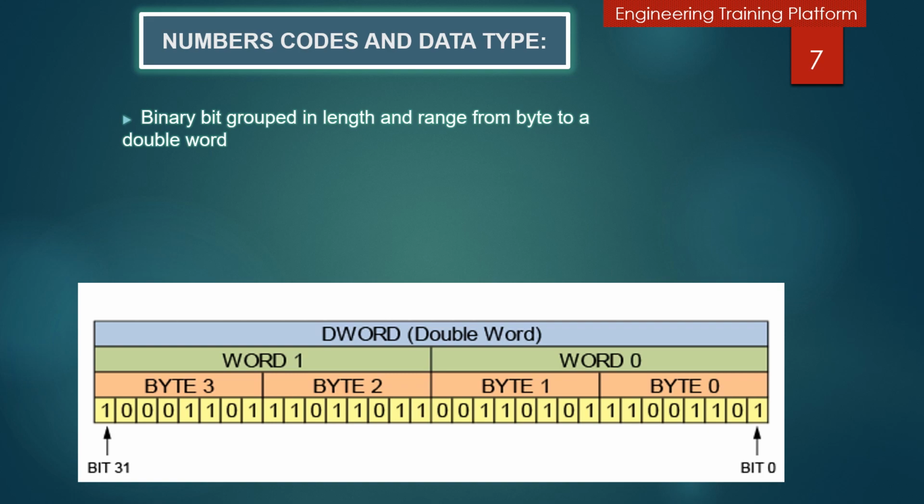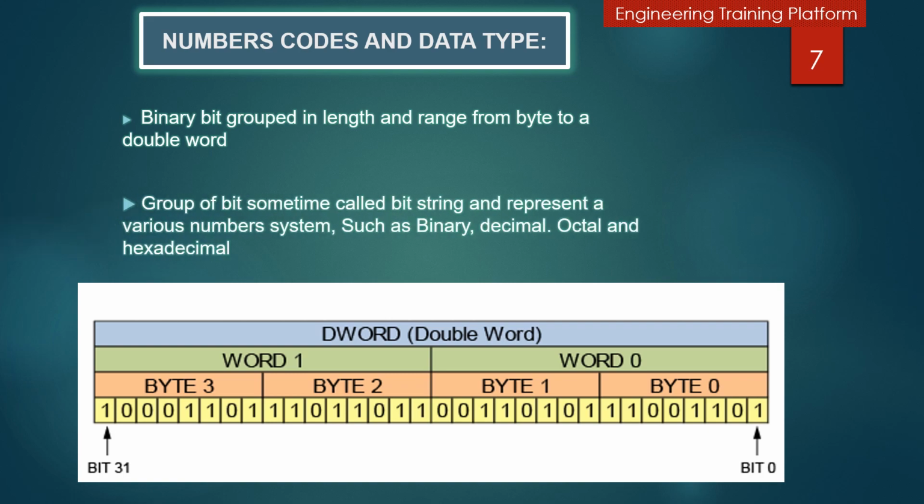Binary bits are also grouped in length, ranging from a byte to a double word, to represent various types of information. A group of bits, sometimes called a bit string, can represent a numerical value in various number systems, such as binary, decimal, octal, and hexadecimal. A bit string can represent many things.